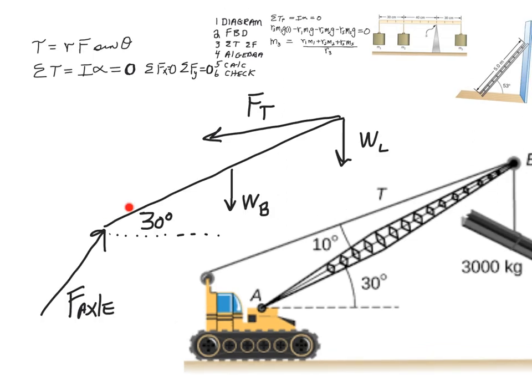Okay, your free body diagram should look like this. This line is the boom. There are four forces. There's the weight of the load that acts at the end. There's the tension force from the cable attached to the end. There's the weight of the boom straight down, which acts at the middle of the boom, since the mass is uniformly distributed. And there's a force at the axle.